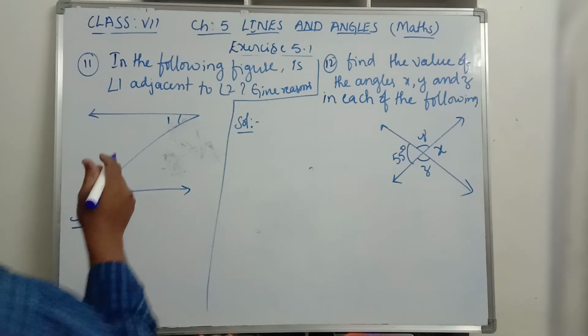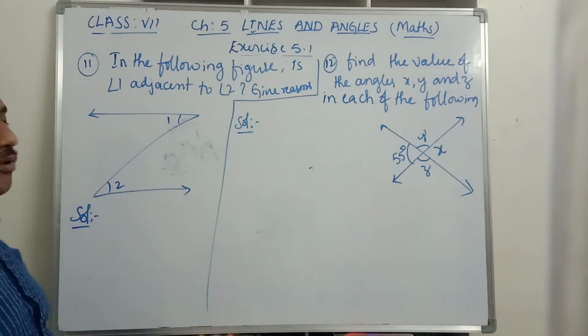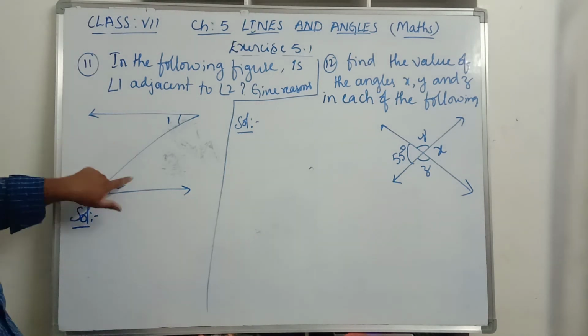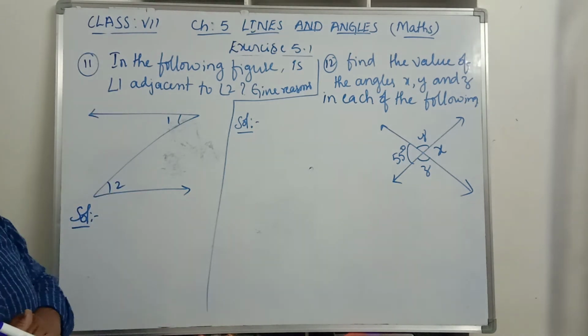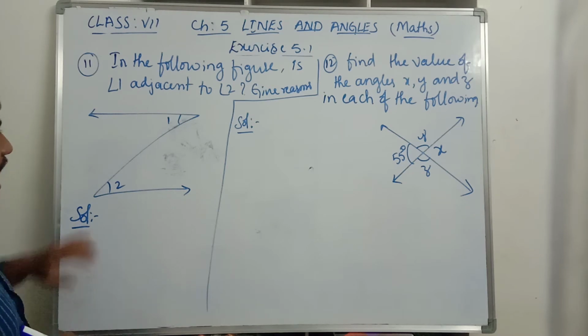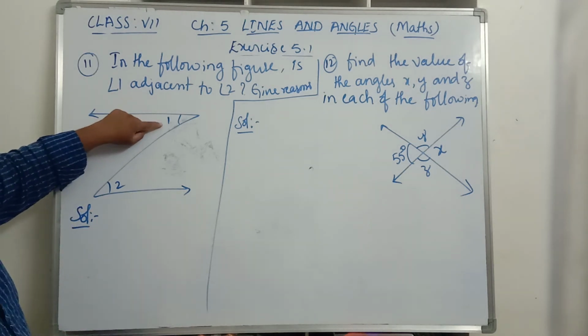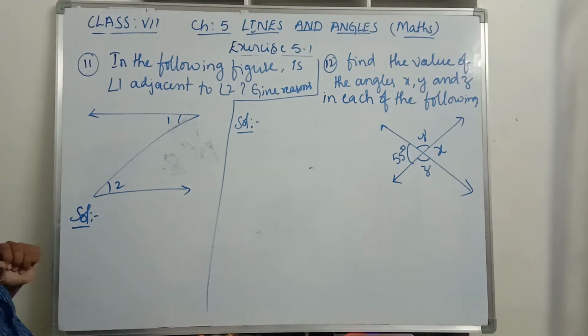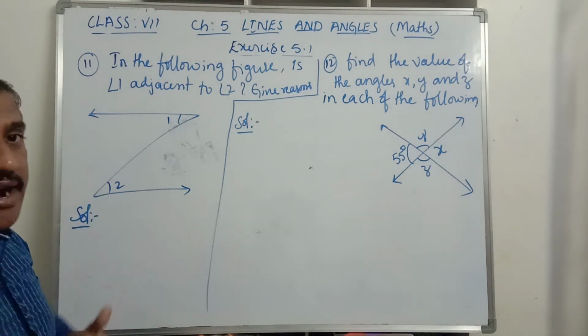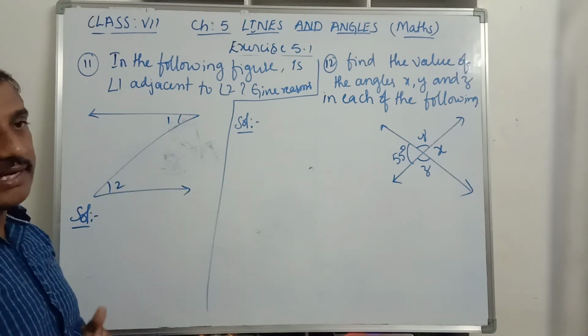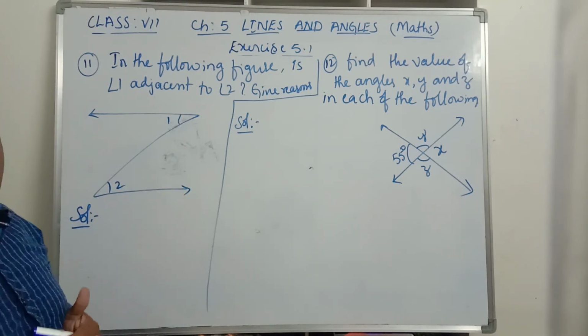Now we'll discuss question number 11 from exercise number 5.1. In the following figure, are angle 1 and angle 2 adjacent to each other? Give reasons. Observe the figure. Angle 1 is here and angle 2 is here. We have to identify whether they are adjacent angles or not. If they are adjacent angles, what are the reasons? If they are not adjacent angles, what are the reasons?